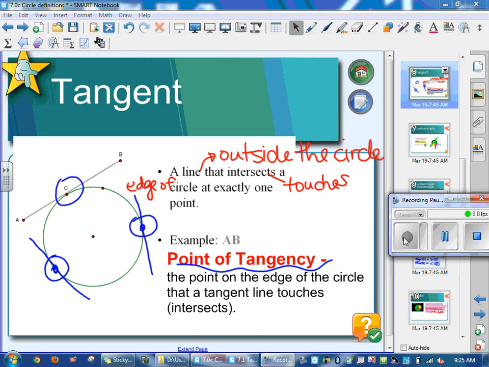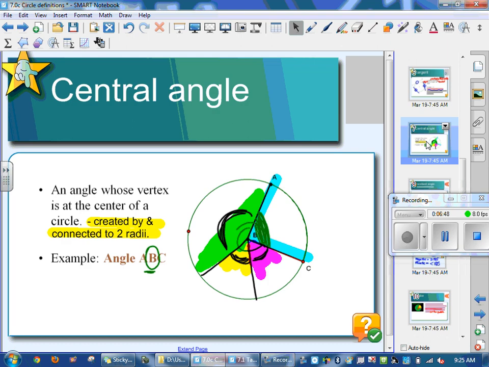Okay, moving on to the next part. Central angles. We need to talk about central angles. All of those I've drawn there in different colors are called central angles. So if you've got some colors, you might want to highlight each of those a different color. Okay? Now, central angles are angles that start at the edges and they meet in the center at the origin.